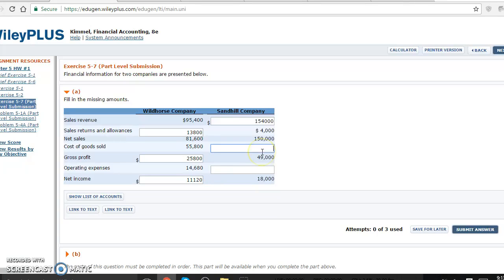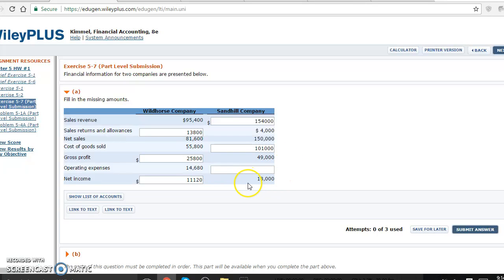Now, if we go to cost of goods sold, we need this. In this case, we again know that gross profit is equal to net sales minus cost of goods sold. But since we don't have cost of goods sold, we will subtract gross profit from net sales. So let's go ahead and do that. 150,000 minus 49,000 is equal to 101,000. That's what we have.